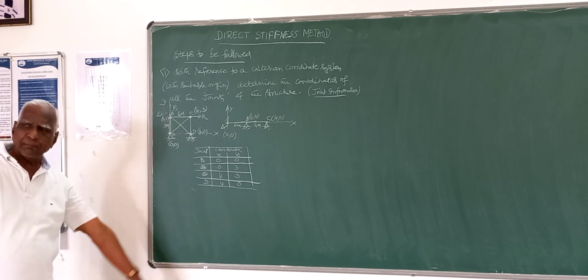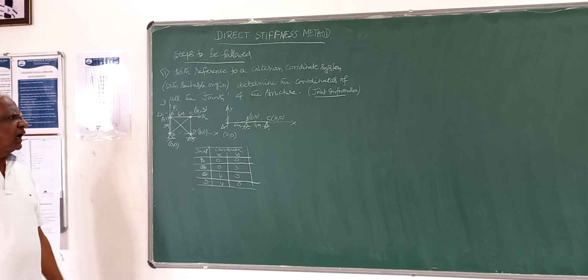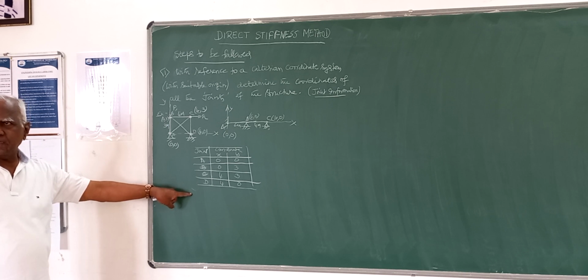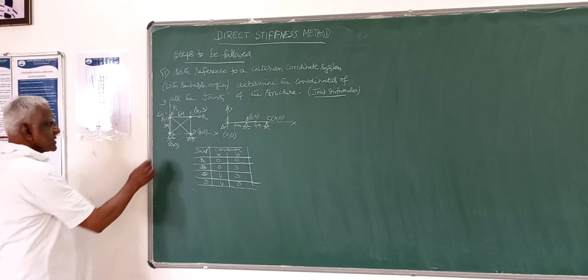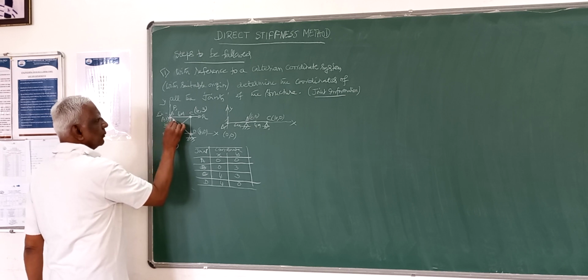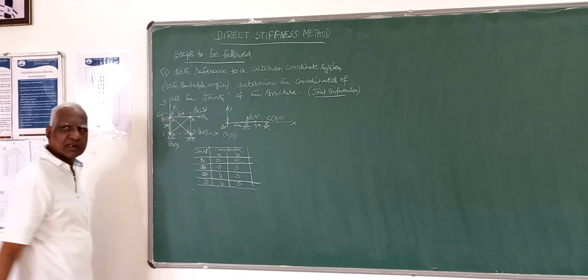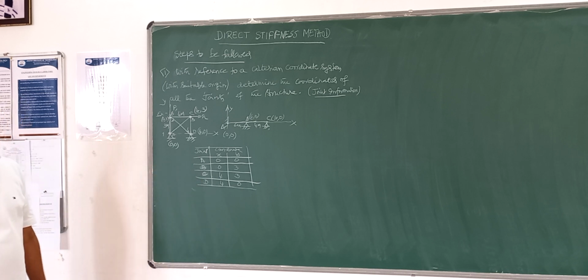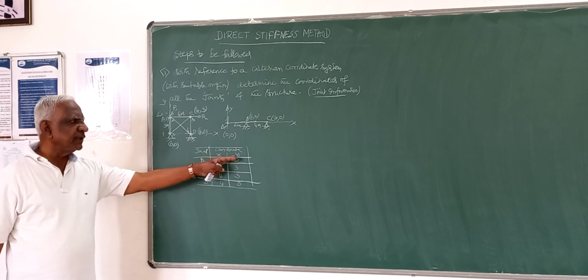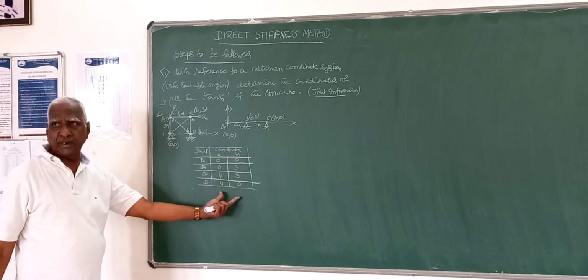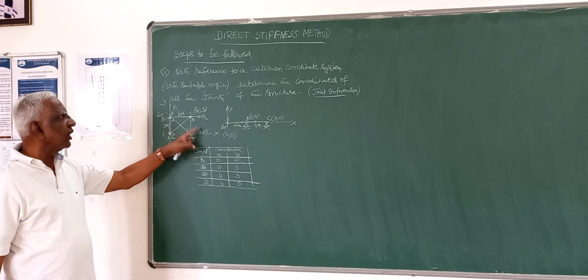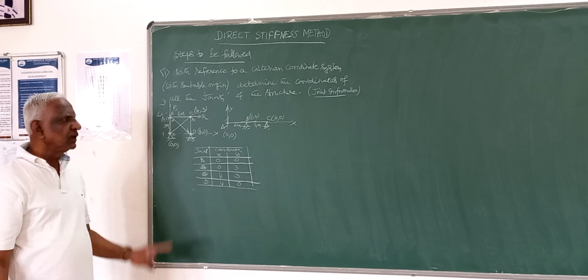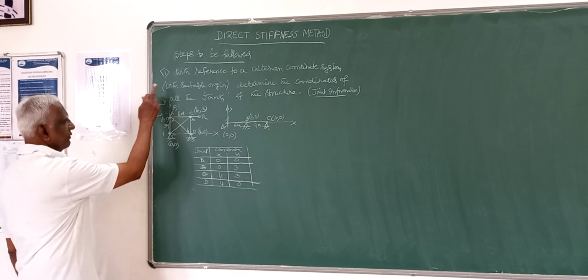Whatever the number of joints in the structure, you can identify those joints with letters like A, B, C, D, or with numbers. Either you can select 1, 2, 3, 4, or letters A, B, C, D, and you find the coordinates, preferably in the same units. I have taken meters here. Preferably you follow the same units throughout your calculation. That's the very first step.